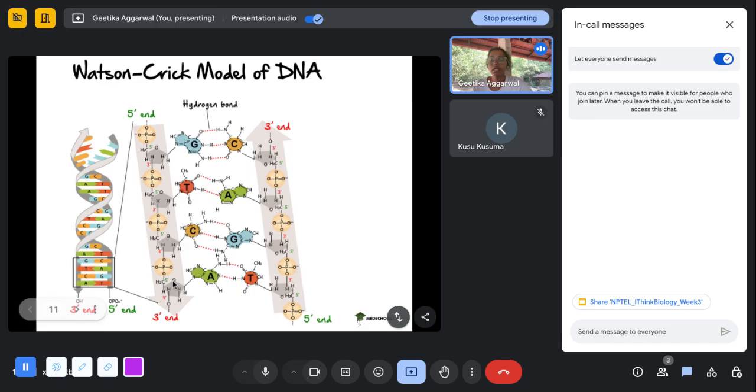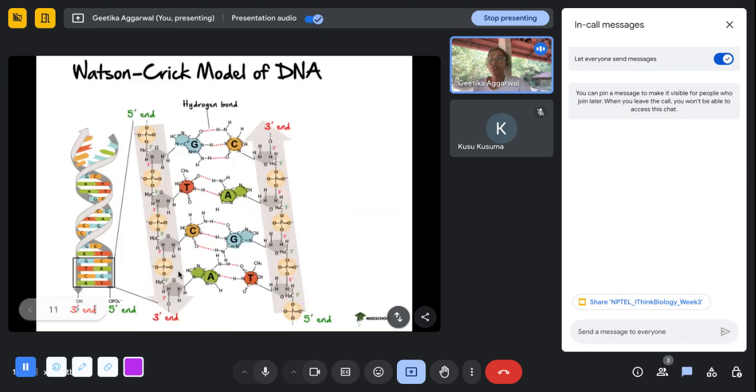So from 5' end to 3' end is the directionality, and the two strands have opposite directionality. If this one is from top to bottom, 5' to 3', then this one is from bottom to top, 5' end to 3' end. Moving on.